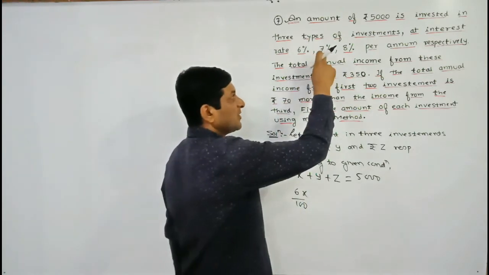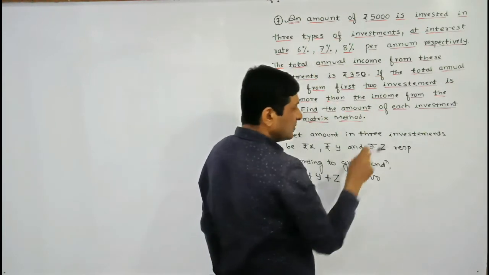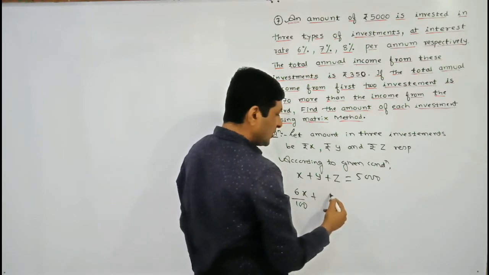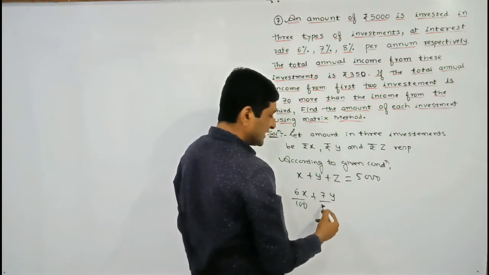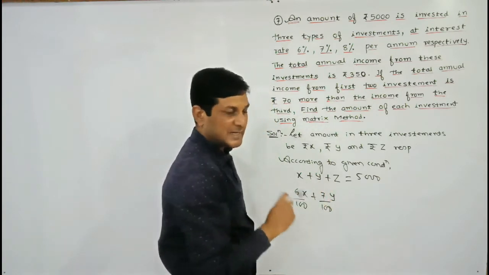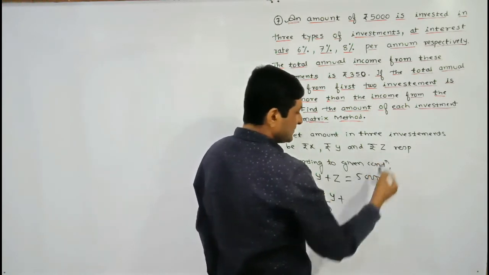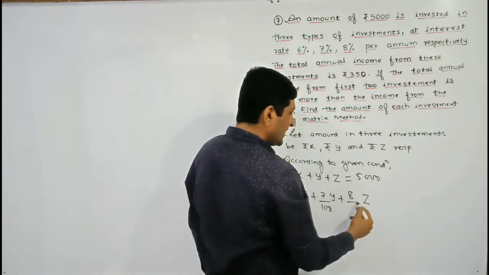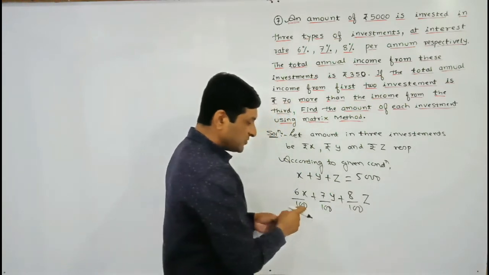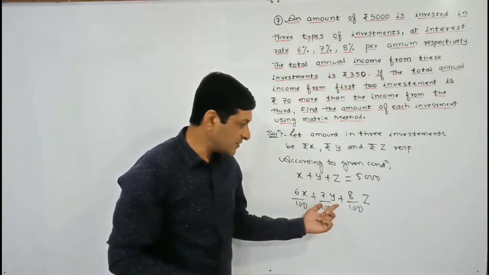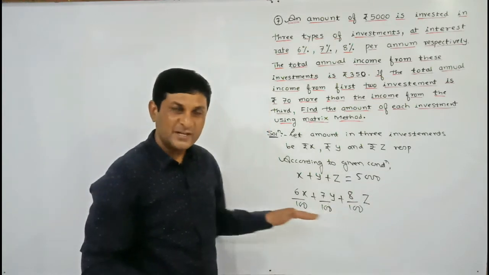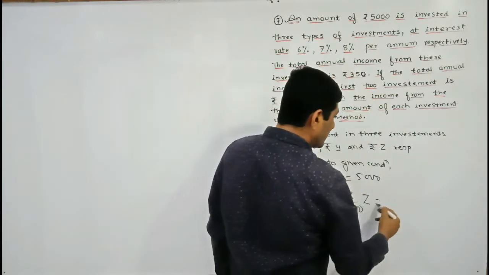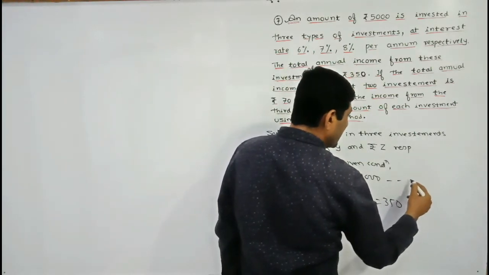On the second investment, how much interest are we getting? 7%. And how much amount is invested in the second investment? Rupees Y, which means on this rupees Y we are getting 7% interest. 7% means 7 upon 100. And the third investment is Z, and on this amount how much interest are we getting? 8. So 8 upon 100. This is the interest from the first investment, this from the second investment, and this from the third investment, which means this is our yearly annual income, equal to 350 according to the given condition. Let us denote it by equation number 1.